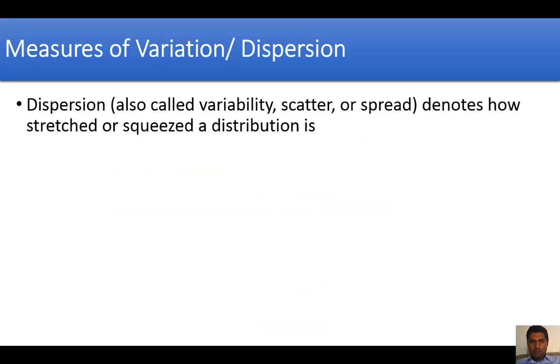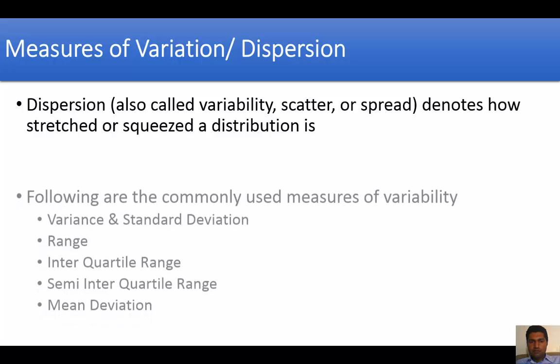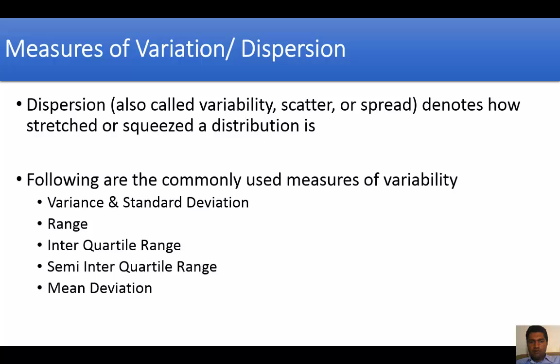Measures of variation are also known as measures of dispersion. And what does dispersion mean? It is known as variability, scatterness, or spread. Basically, the measures of variation are used to measure the variation in the data, and the following measures have been used for this purpose.